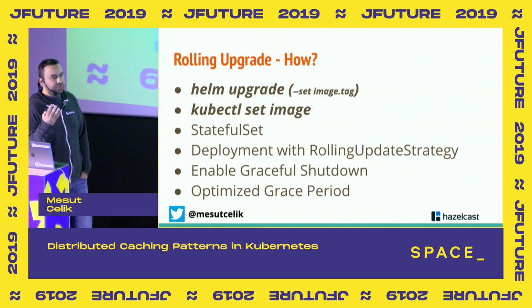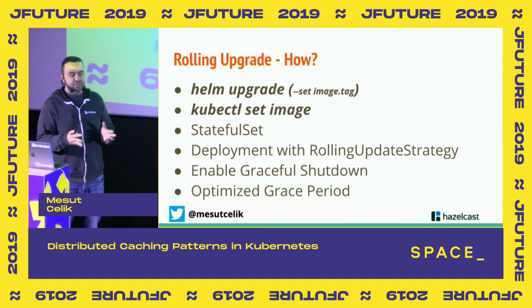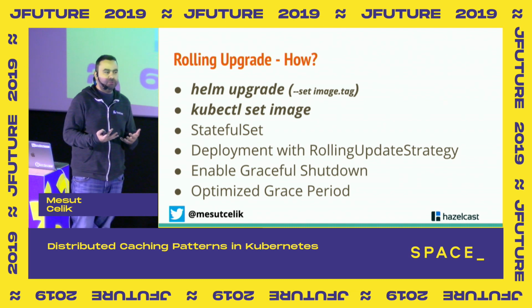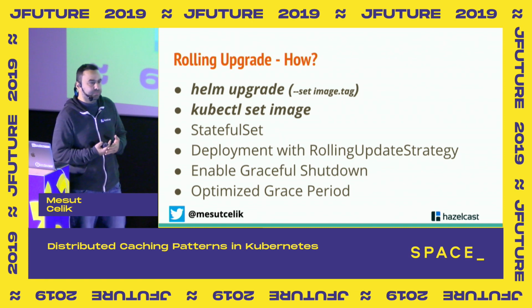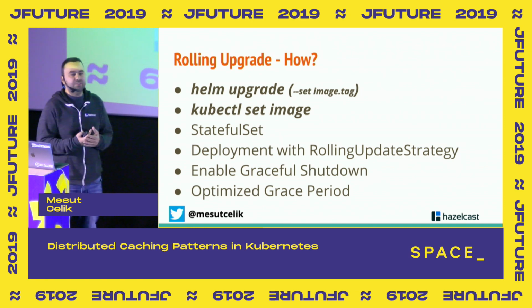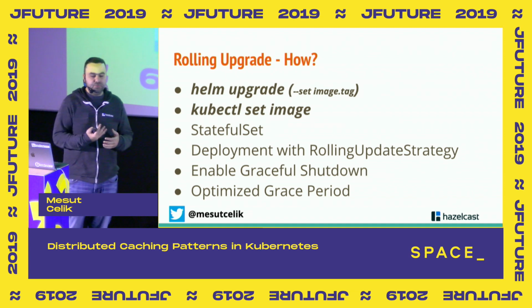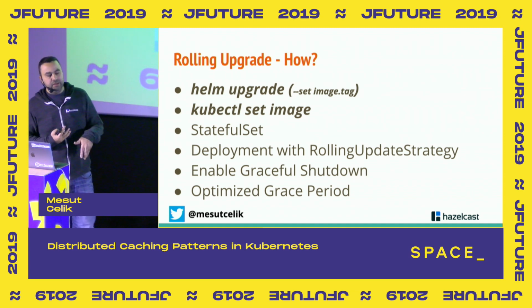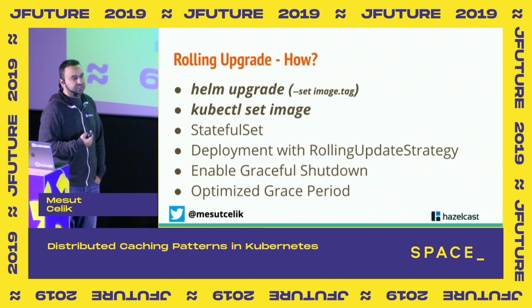The Hazelcast Helm chart is using StatefulSet. You may know the difference between StatefulSet and Deployment: StatefulSet is mostly used by data stores, which keep some state across pod restarts, compared to Deployments, which are mostly for stateless logic. So we use StatefulSet in the Helm chart, but you can also use Deployment if you know what you are doing. And in case of Deployment usage, you need to set the rolling update strategy.